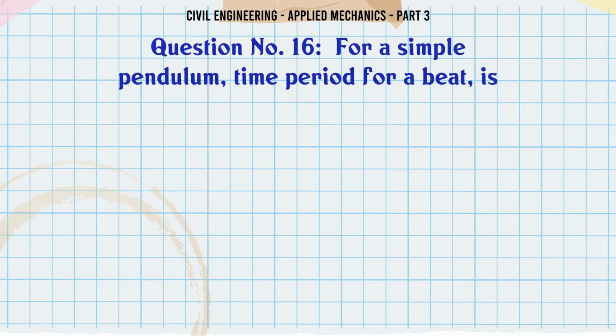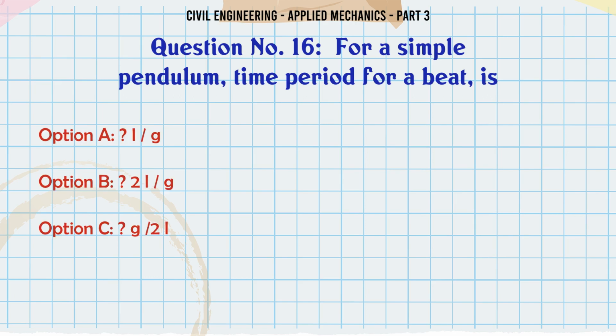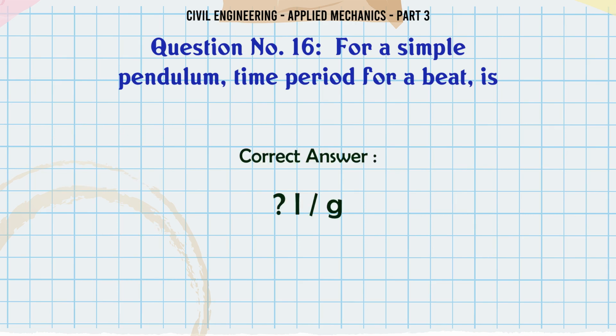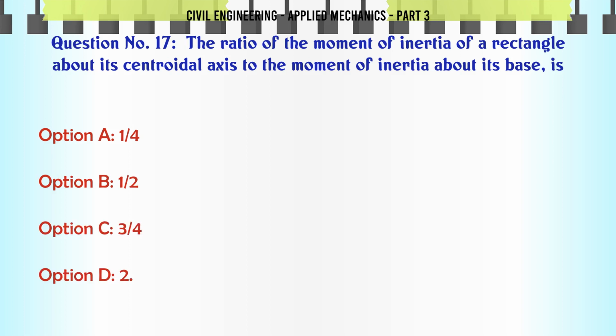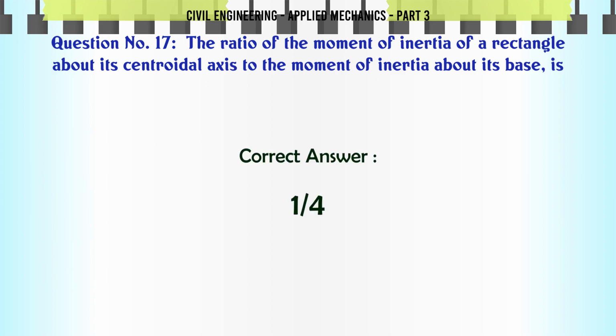For a simple pendulum, the time period for a beat is A) L/G, B) 2 L/G, C) G/2L, D) L/2G. The correct answer is L/G. The ratio of the moment of inertia of a rectangle about its centroidal axis to the moment of inertia about its base is A) 1/4, B) 1/2, C) 3/4, D) 2. The correct answer is 1/4.